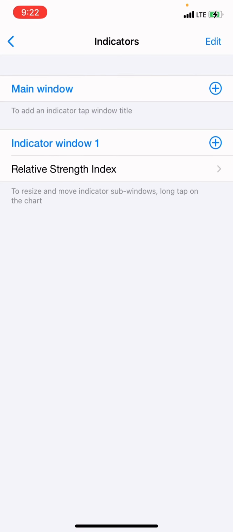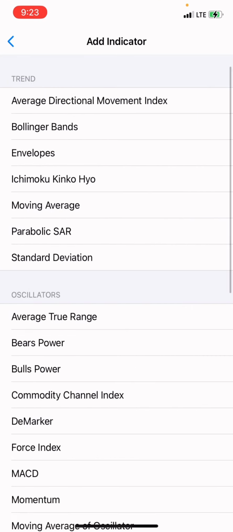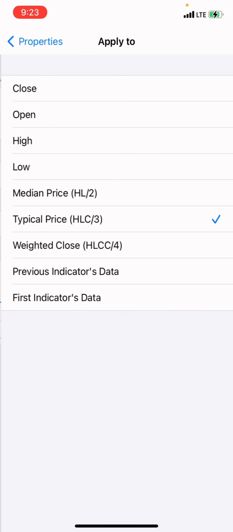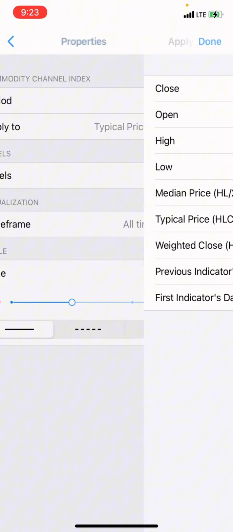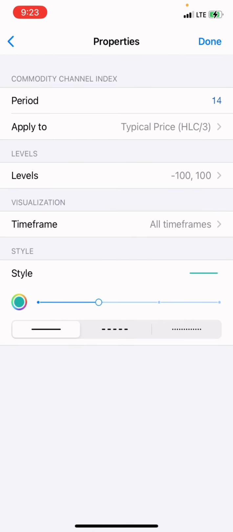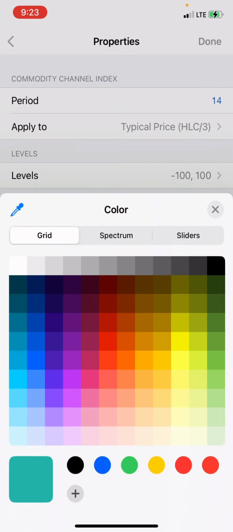So the next indicator we're going to add is the commodity channel index, which is the CCI. You put it on period 14, then you apply to typical price, then you put it on all time frames as well. The style is going to be on 2 pixels. If you are using MT4, it's going to be on pixels, but on MT5 you are seeing it as the straight line right here.